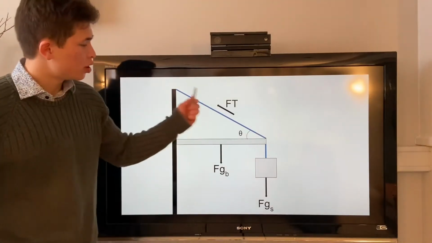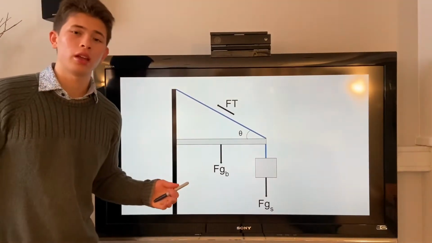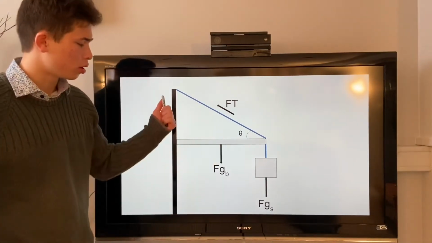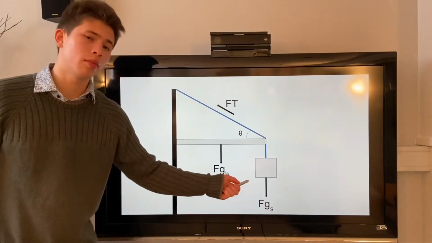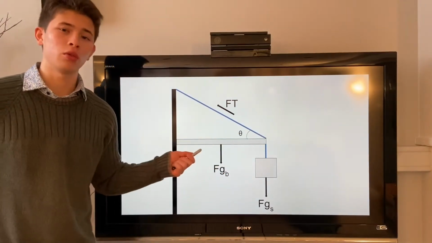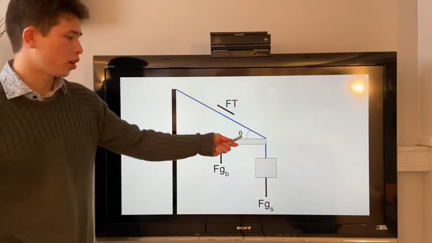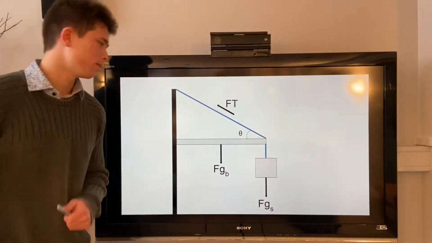Third, we have the tension force, and like I said earlier, it will be acting in the opposite direction of the force due to gravity of the beam and the force due to gravity of the sign or mass because we are in static equilibrium, and this force is at an angle, we call it theta.